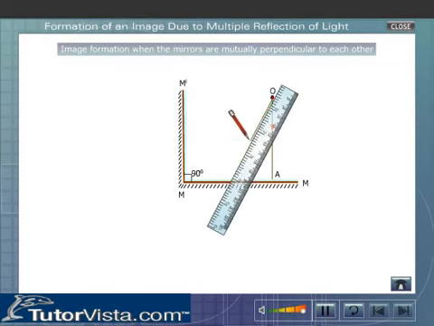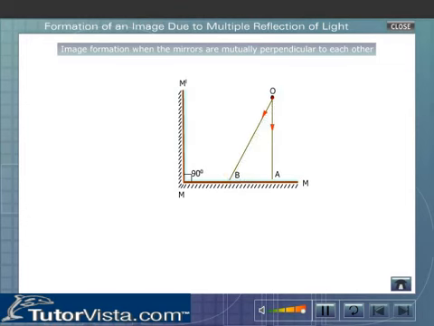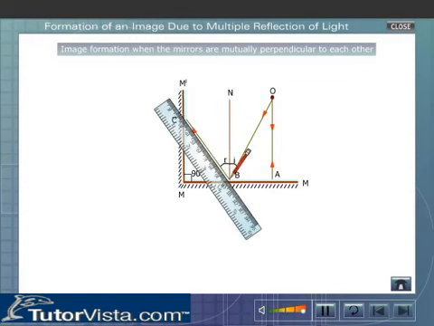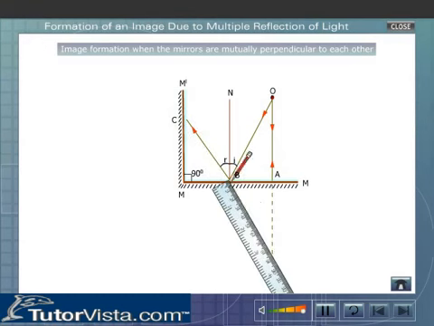OA and OB are the two rays that are incident on the mirror MM. OA, being normal to the surface, retraces its path. OB gets reflected along BC according to the laws of reflection. Extend the rays OA and BC backwards. They meet at O1. O1 is the virtual image of the object.